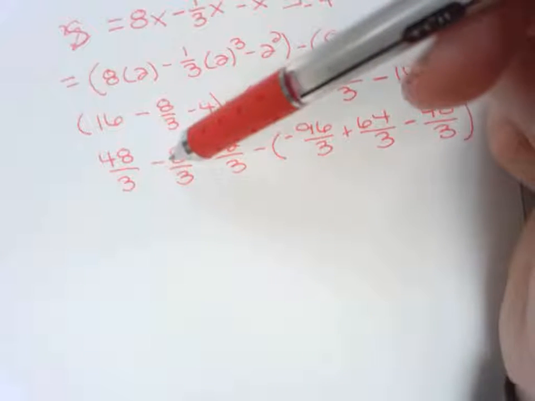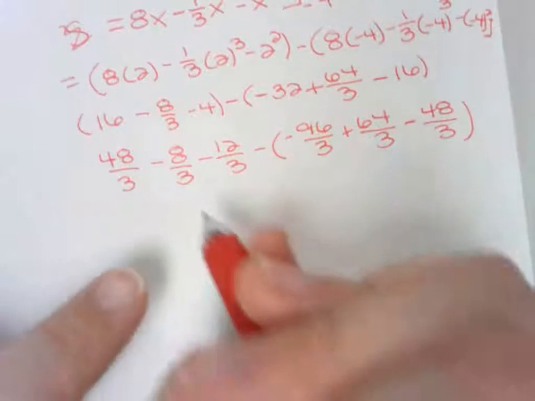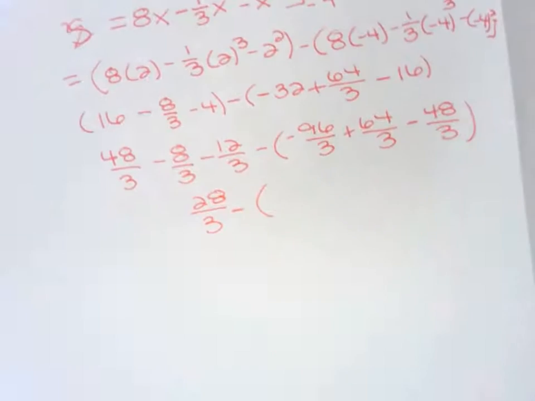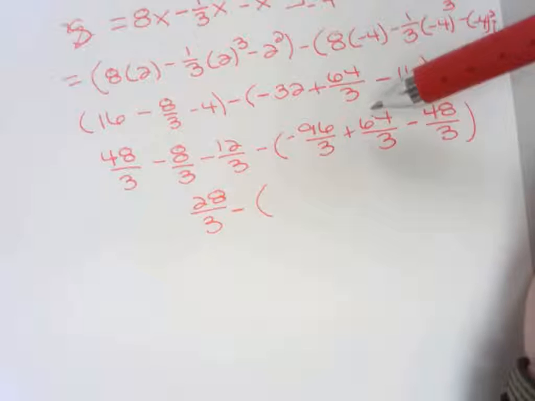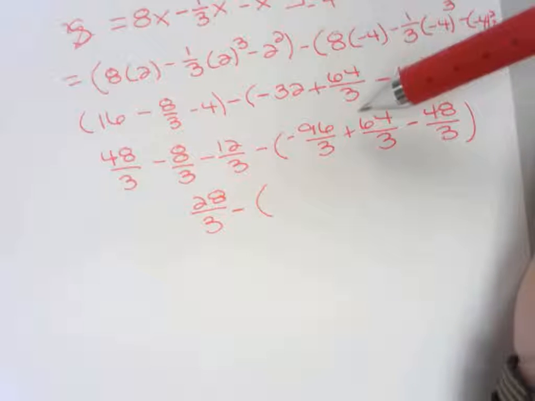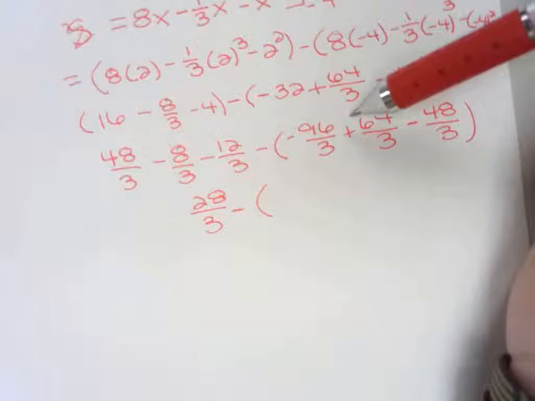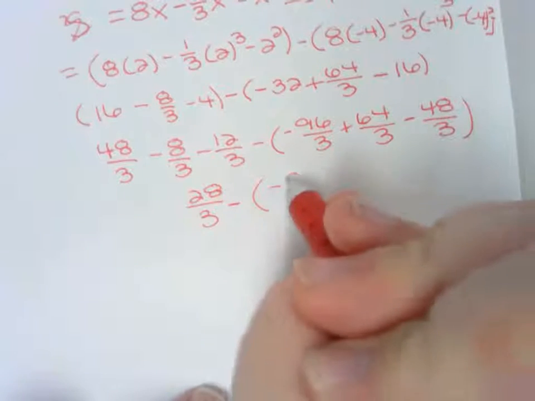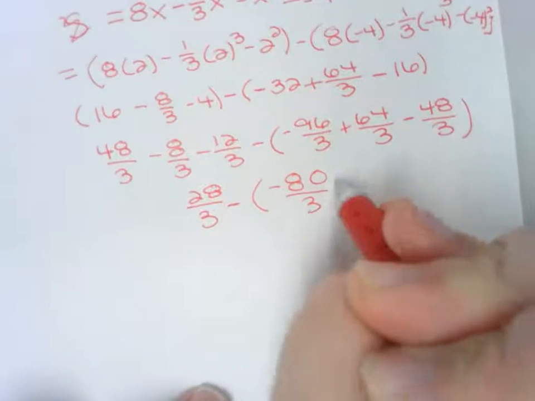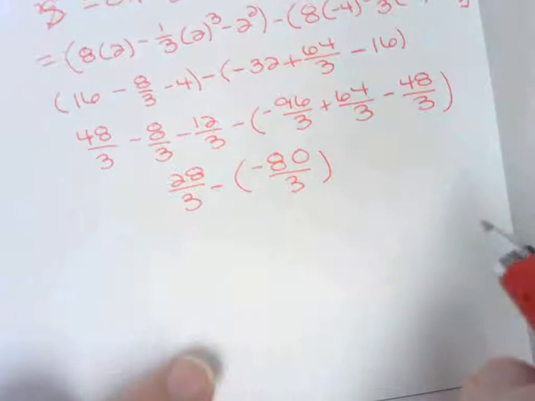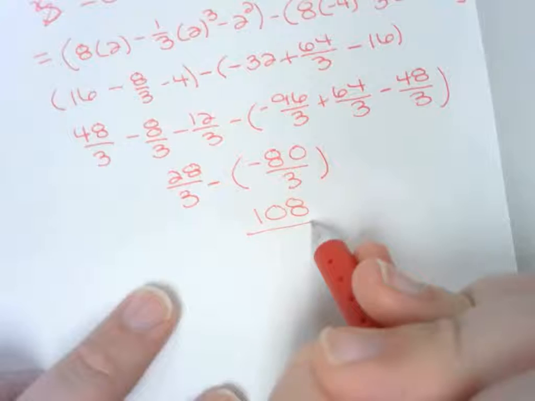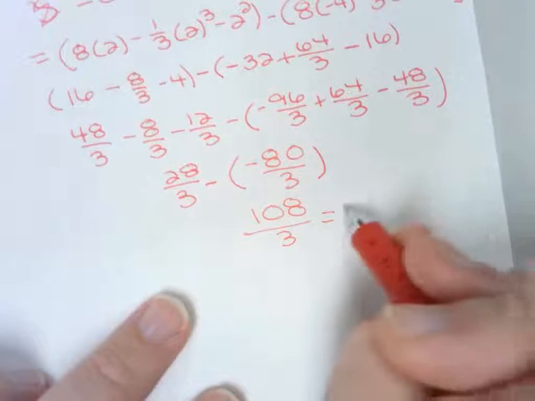So 48 minus 8, 40 minus 12, 28 thirds minus -96 plus 64 would be 28, -28, right? No, -32. -32 minus 48, -80, right? Making a stupid mistake, I don't think so anyway. Plus plus, that's 108 over 3, which is 36.